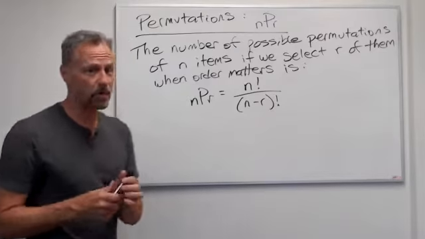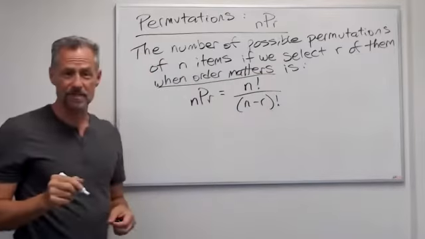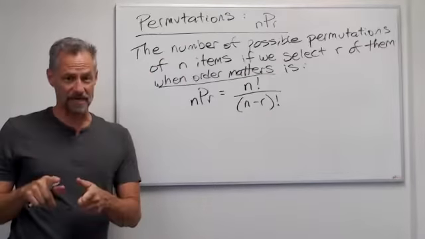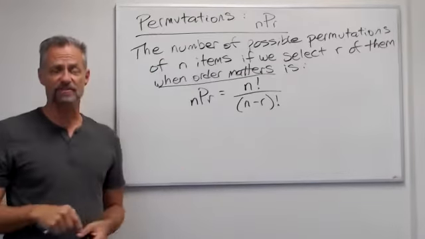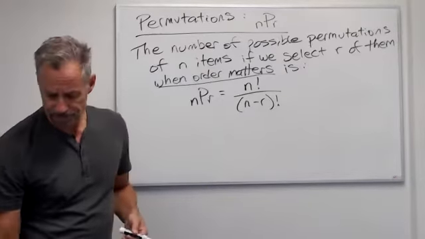Now, very, very important. Permutations are used when order matters. If the order doesn't matter, it's a combination. I'll link my video on combinations to this video. But let's see how this works. I'll give you an example.